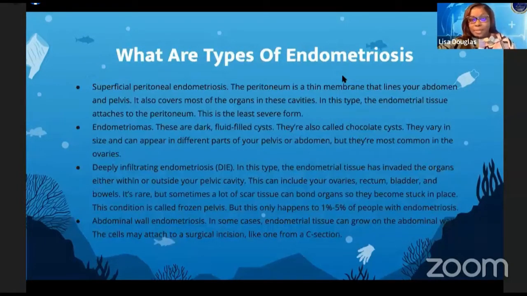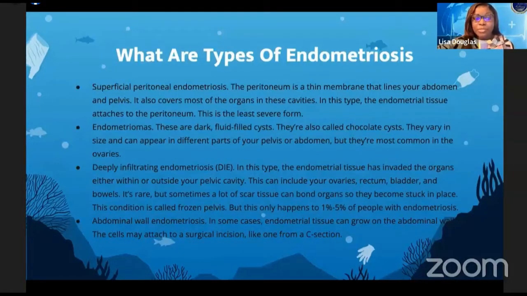What are the types of endometriosis? You have the superficial peritoneal endometriosis. The peritoneum is a thin membrane that lines your abdomen and pelvis. It also covers most of the organs in these cavities. In this type, the endometrial tissue attaches to the peritoneum. This is the least severe form.